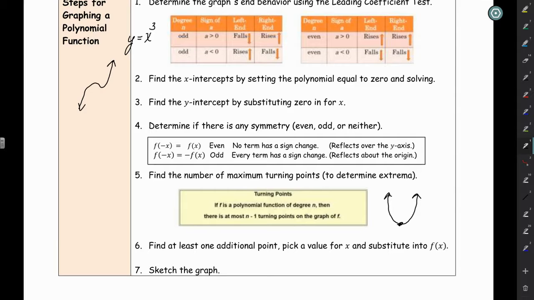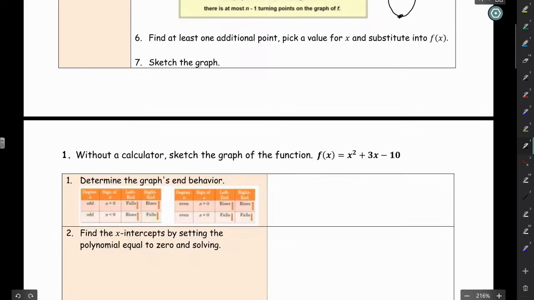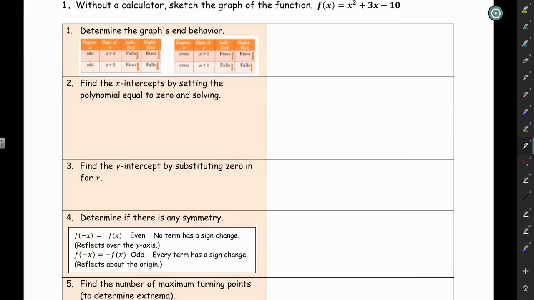Number 6, find at least one additional point, pick a value for x, and substitute it into the function. So we'll want to pick an easy value for x, and then we're going to sketch the graph, and we're going to do this all without the use of a calculator. All right, so our first example, without a calculator, sketch the graph of the given function. First, we're going to determine the graph's end behavior.